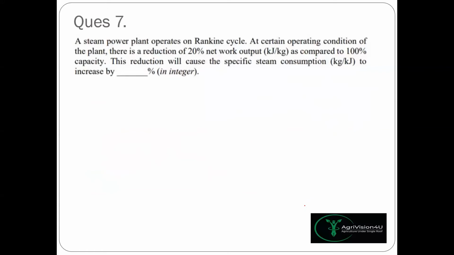Fine. Coming to question number 7. Question number 7 is based on Rankine cycle. Okay, let's just read the question first. A steam power plant operates on Rankine cycle. At certain operating condition of the plant, there is a reduction of 20% net work output as compared to 100% capacity. This reduction will cause the specific steam consumption, that is kgs per kilojoules, to increase by this.